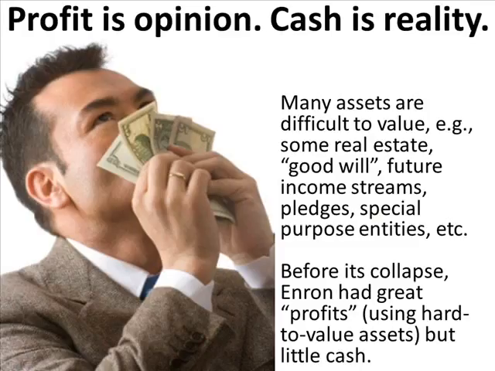When we're analyzing all of these different statements, a key concept to keep in mind is that profit is opinion, but cash is reality. Many assets are difficult to value. For example, some kinds of real estate, goodwill from purchasing an organization, future income streams, charitable pledges, special purpose entities, and the list could go on and on. For example, before its collapse, Enron had great profits using hard-to-value assets, but they had little cash.